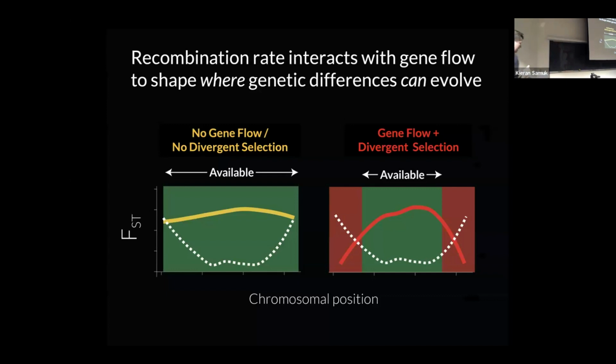First of all, one implication may be that the rate of recombination interacts with gene flow to shape where genetic differences between populations can evolve. Effectively, what this is saying is that because of the linkage relationships among loci, genes in regions of low recombination are more likely to contribute to genetic differences in the presence of gene flow. Whereas if there's no gene flow, there's more of the chromosome open to evolve genetic differences. So this might actually bias what genes are involved in adaptation.